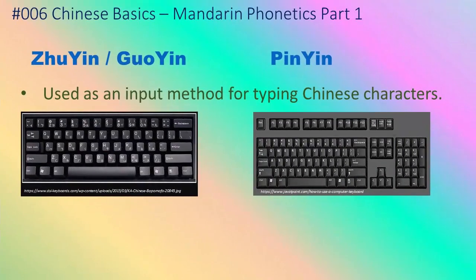While both Zhu Yin and Ping Yin are used as an input method for typing Chinese characters, the main difference is that Zhu Yin would need a keyboard that had those symbols written on it, while for Ping Yin, any ordinary keyboard would be okay because it's using the Roman alphabets.